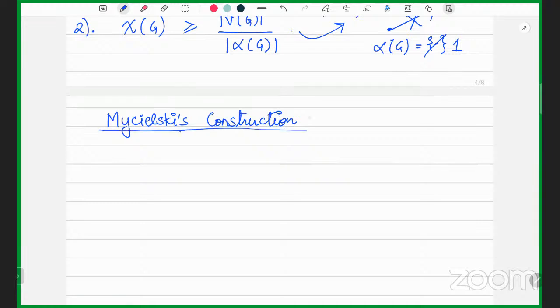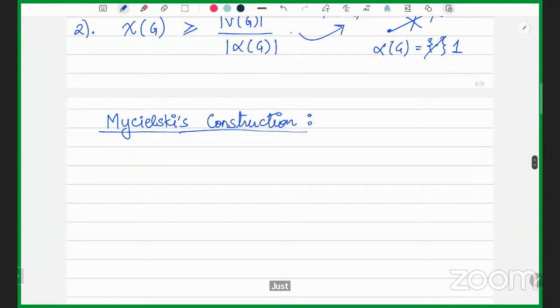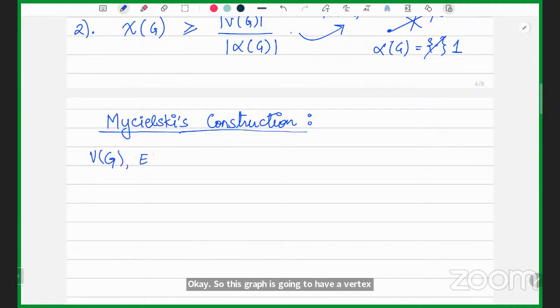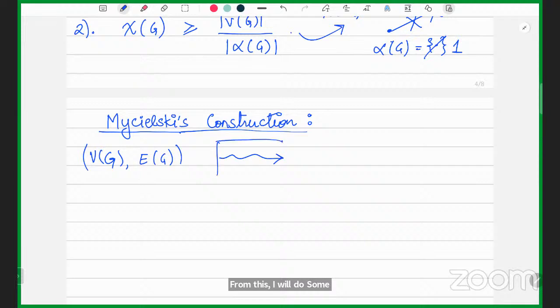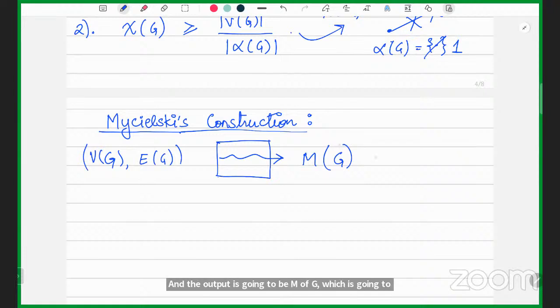So suppose I start with the graph G. This graph is going to have a vertex set and an edge set. From this, I will do some box business here, and the output is going to be M of G, which is going to be the Mycielski graph on G.